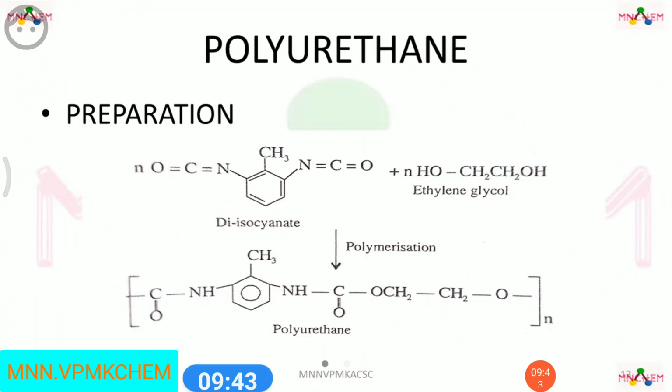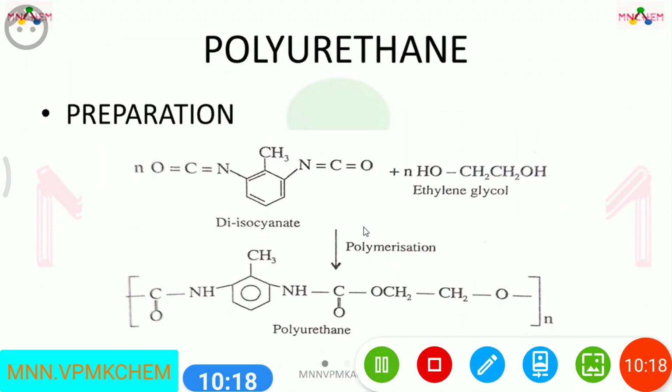Here we have a diisocyanate. This N double bond C double bond O is the isocyanate functional group, okay, which condenses with the ethylene glycol or alcohol and gives carbamate. These are known as esters of carbamic acid. The carbamic acid is NHCOOH, okay, and when it is esterified, we get the carbamate. So this is how the condensation reaction of diisocyanate with ethylene glycol results in the formation of polyurethane or the condensation polymer.